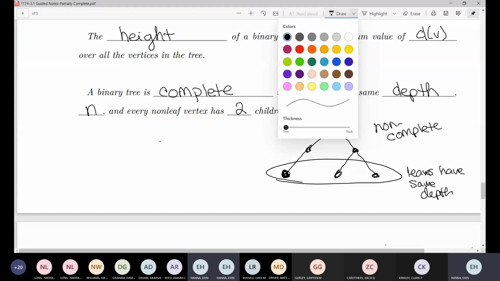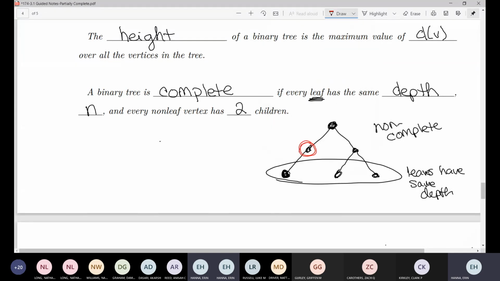But the problem with this one is that we have this non-leaf up here that doesn't have a second child. So that's what it means, that it's filled out as much as it can be, and then all of the leaves are at that same level. If you don't have those 2 things happening, it's not complete.